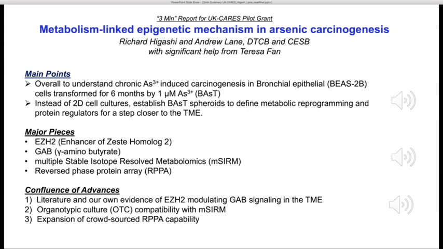So what we did in our pilot was the confluence of 3 different advances. One of them was from the literature and our own evidence of EZH2 modulating GABA signaling in the tumor microenvironment, and a success in organotypic culture, compatibility with SIRM, and a great expansion of our crowdsourced RPPA capability.